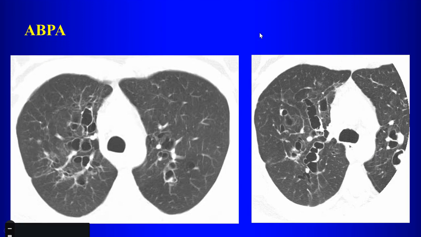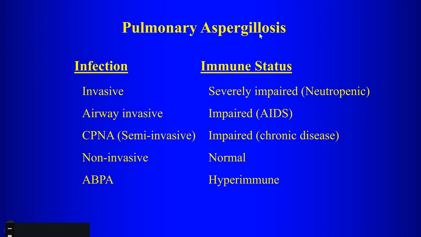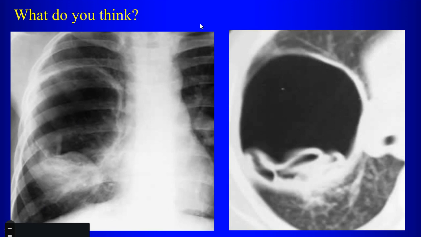And the central perihilar distribution of bronchiectasis in an asthmatic, you suggest ABPA. These different forms of aspergillosis, it's interesting how they're related to the immune status. So invasive, those patients are severely impaired, neutropenic. Airway invasive, AIDS patients. Semi-invasive or chronic necrotizing aspergillosis, chronic underlying disease. Non-invasive, the fungus balls, that can occur in patients who do not have immunodeficiency. And then asthmatics you can think of as being hyperimmune, and they develop allergic bronchopulmonary aspergillosis. So that's kind of an interesting way to categorize it also.